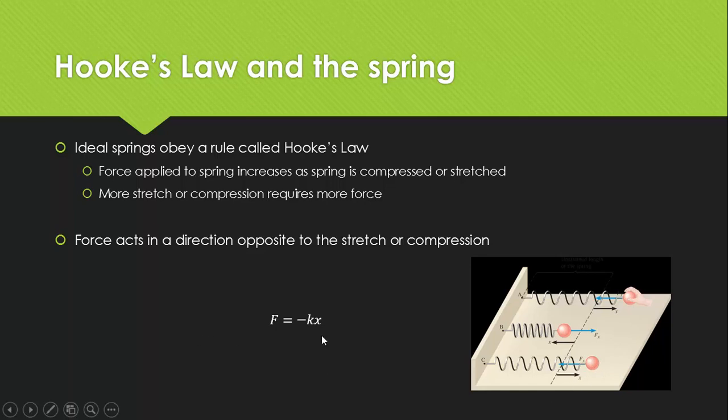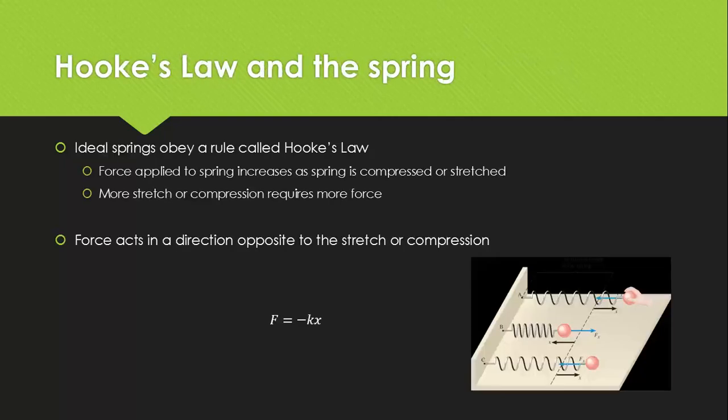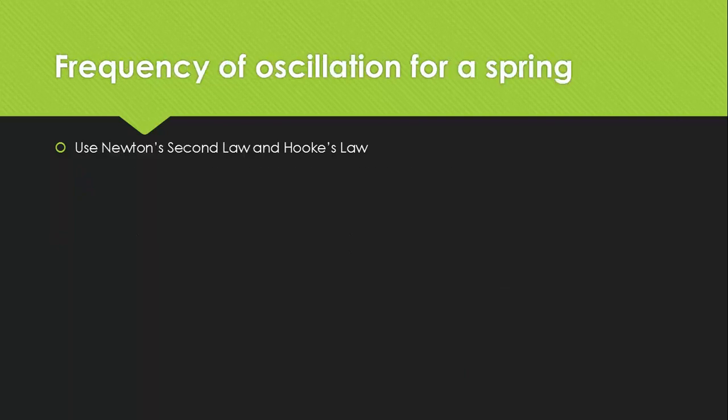To define that force, I calculate it as negative k, which is called the spring constant, times x. And k is usually given in units of newtons per meter. The negative sign basically indicates that force and displacement are in opposite directions. So let's look at the frequency of the oscillation for a spring. Can we define frequency in terms of things that we might be able to calculate with a spring, something like the spring constant? So let's use Newton's second law and Hooke's law.